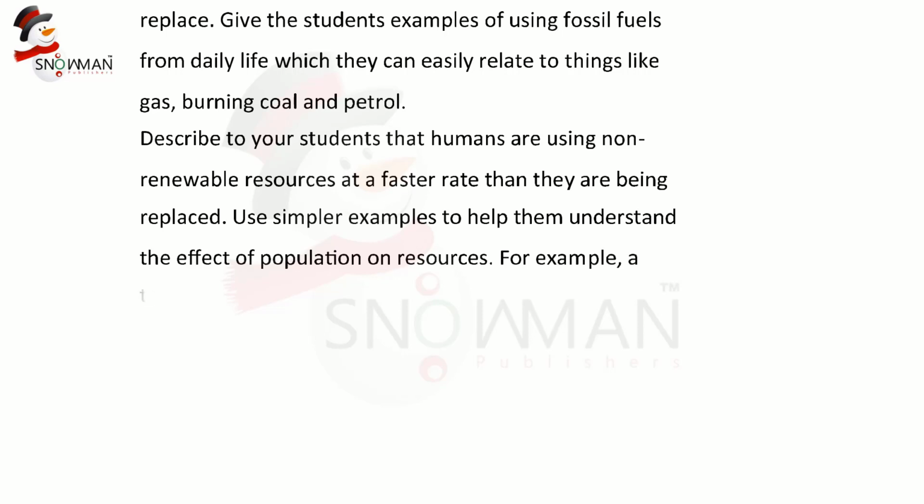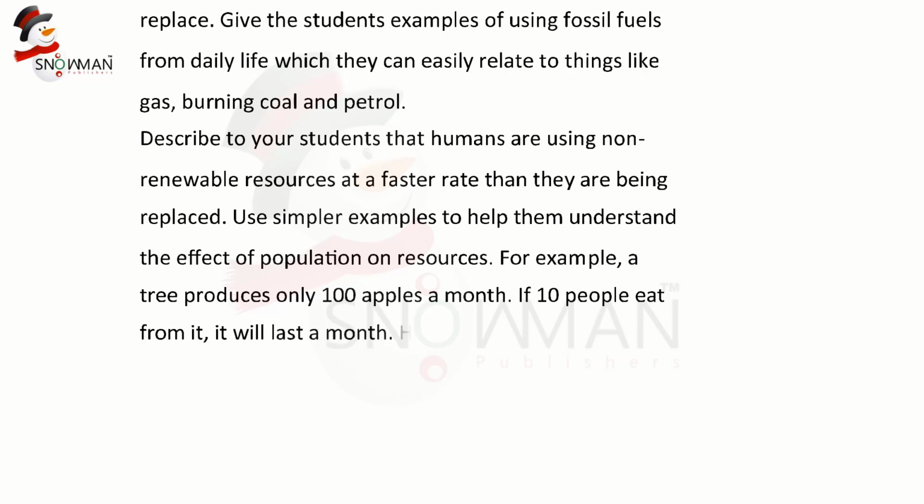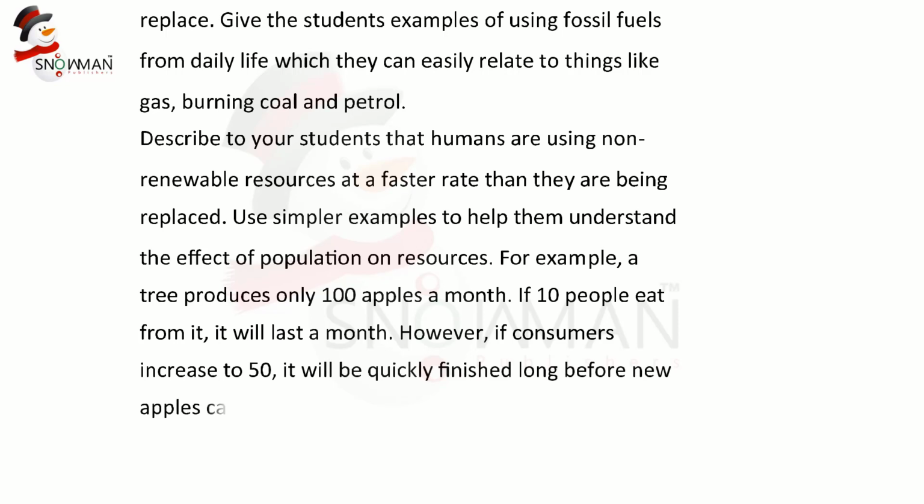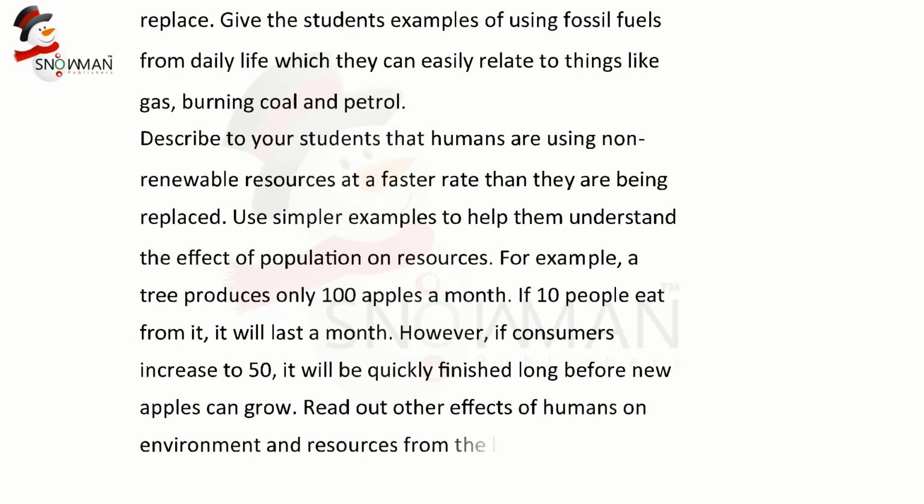For example, a tree produces only 100 apples a month. If 10 people eat from it, it will last a month. However, if consumers increase to 50, it will be quickly finished long before new apples can grow. Read out other effects of humans on environment and resources from the books while the students follow in their own books.